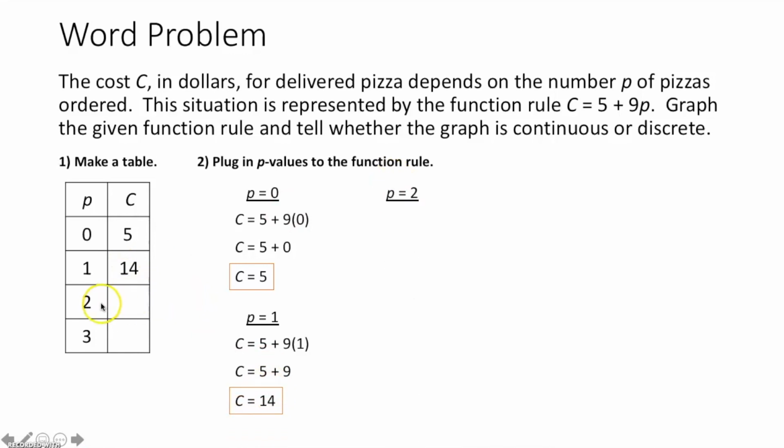What's the C value that goes with 2? So I take 2, plug it in for P in my original function rule. 9 times 2 is going to give you 18. What's 18 plus 5? That's going to be 23. So I plug in 23 here.